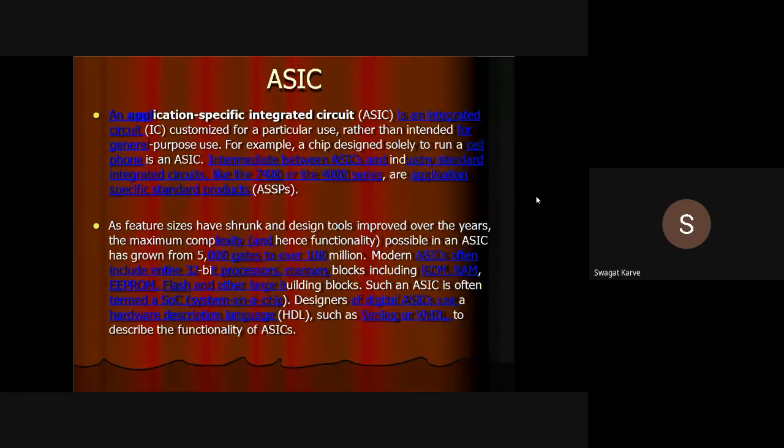Why? Because it is application specific, it is designed for a particular application, whereas if you consider the simple example of microcontroller, that is not ASIC. Why?